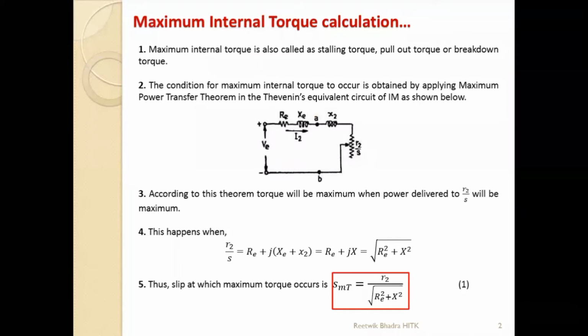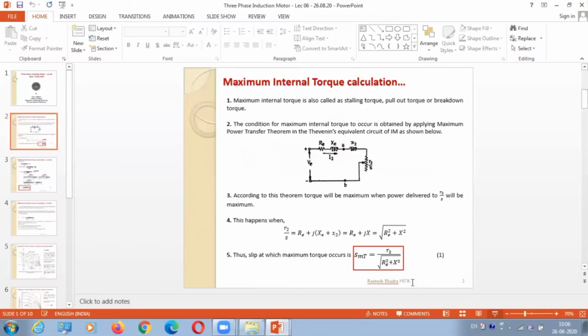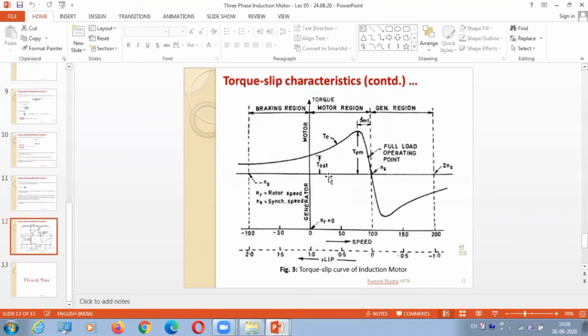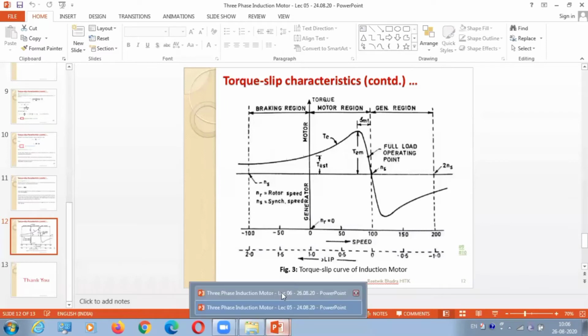So we have to calculate our maximum torque. If you recall this torque slip characteristic, at this point our torque was coming out to be maximum. What is the maximum value of torque that an induction motor can develop is very important for calculation. And the slip at maximum torque is SMT. So this calculation is very important, SMT, and the value of that maximum torque. Today we'll go into those calculations.